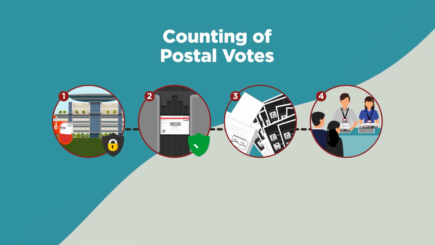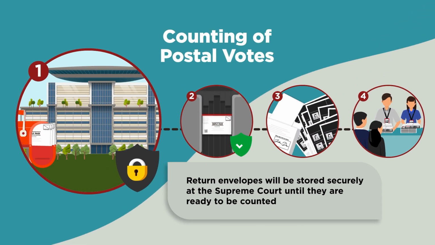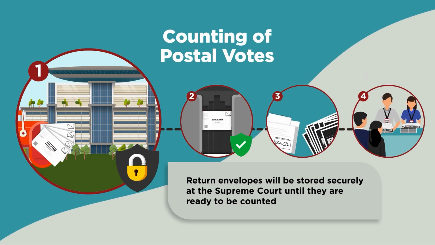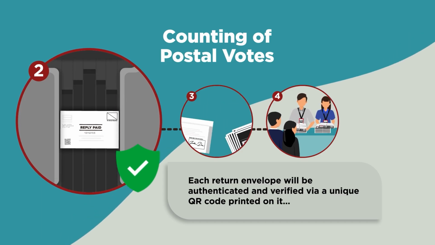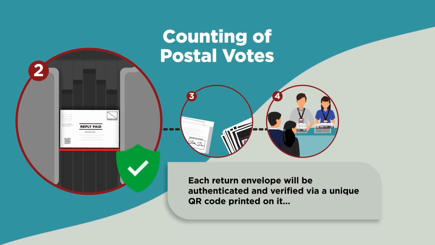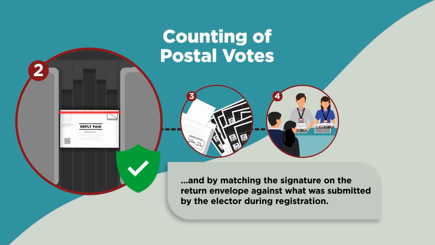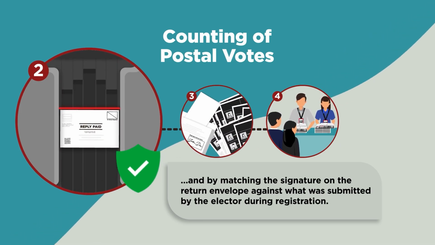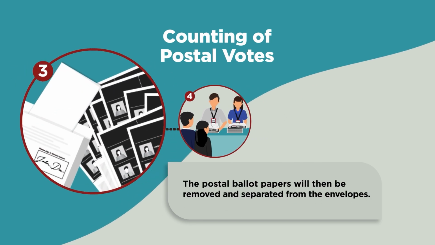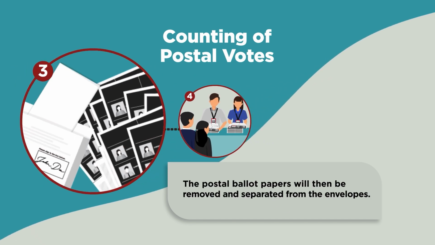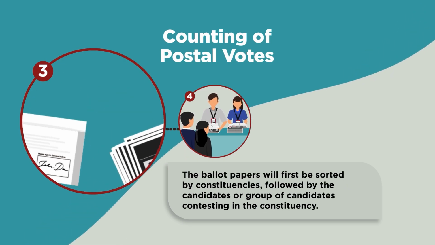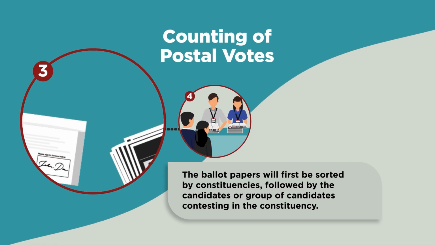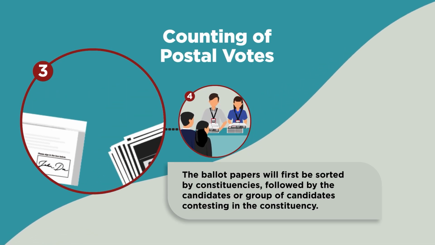We've put in place several safeguards to ensure postal voting is secure. Return envelopes will be stored securely at Supreme Court until they are ready to be counted. Each return envelope will be authenticated and verified via a unique QR code printed on it, and by matching the signature on the return envelope against what was submitted during registration. The postal ballot papers will then be removed and separated from the envelopes. The ballot papers will first be sorted by constituencies, followed by the candidates or group of candidates contesting in the constituency.